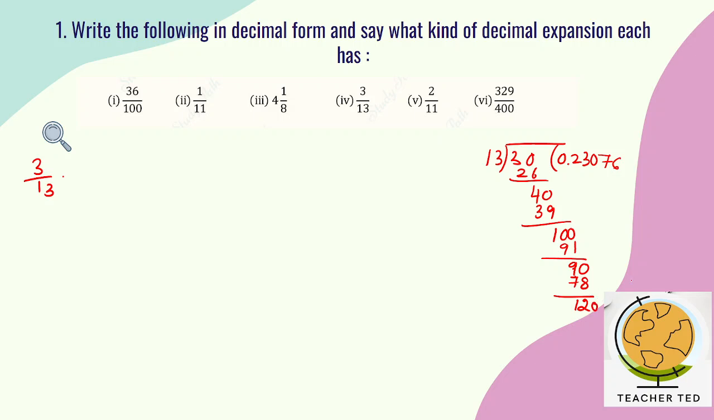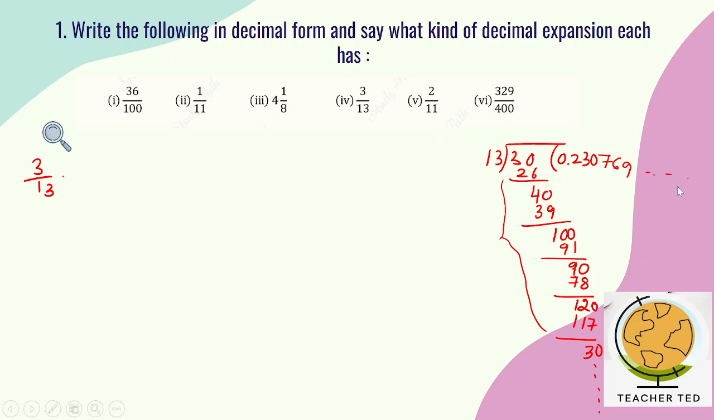And put 0 here. 120. 13 9s are 117. And the remainder is 3 here. So it will start again with 3. You put 30 here and it starts again. All these terms are repeating once again. So this goes on like this.